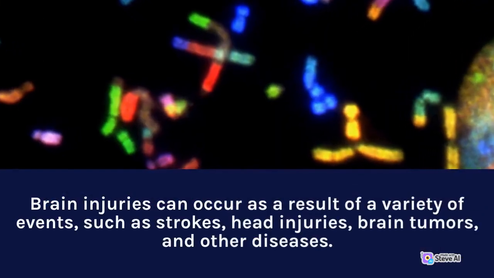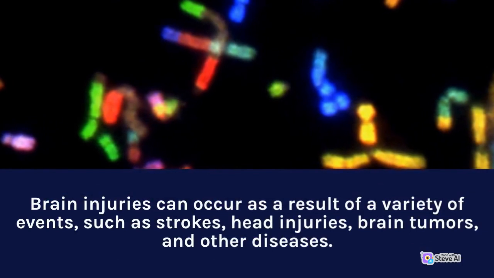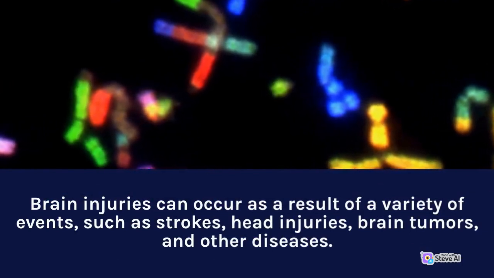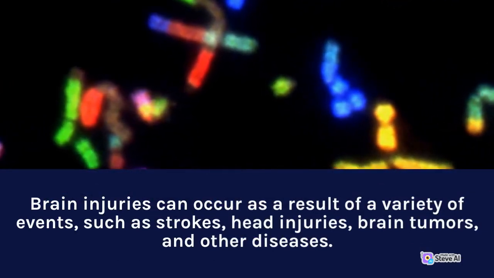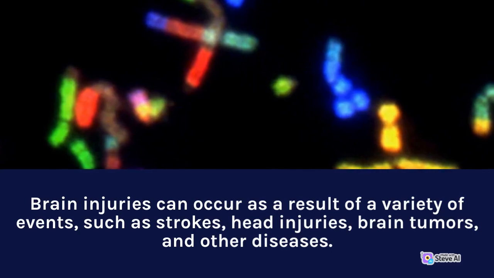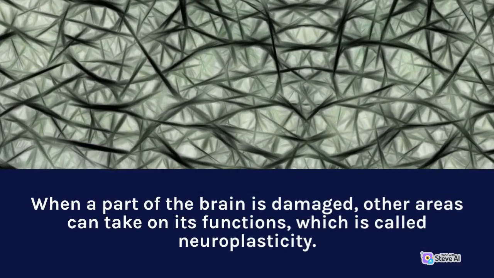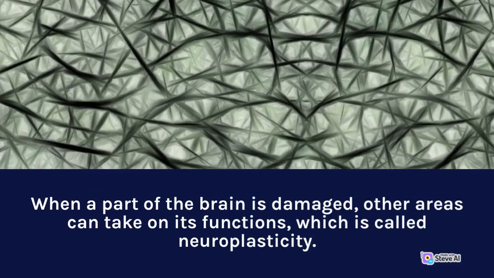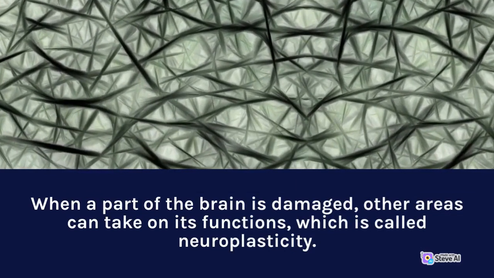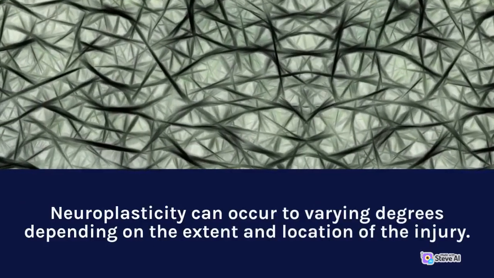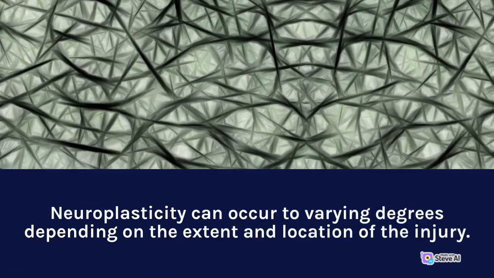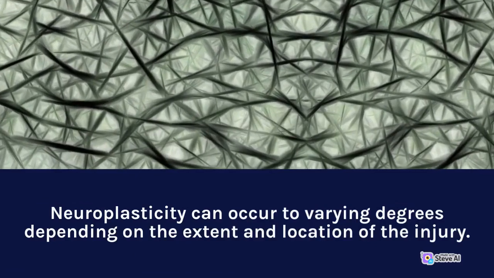Brain injuries can occur as a result of a variety of events, such as strokes, head injuries, brain tumors, and other diseases. When a part of the brain is damaged, other areas can take on its functions, which is called neuroplasticity. Neuroplasticity can occur to varying degrees depending on the extent and location of the injury.